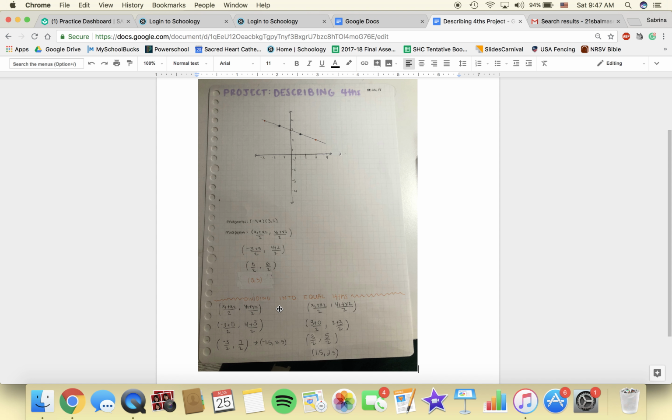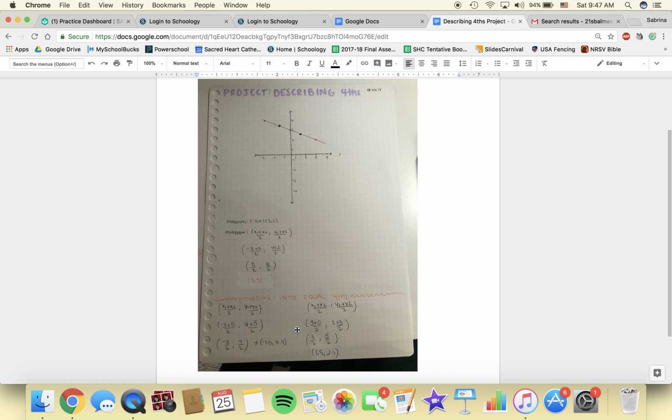After plugging it into the midpoint formula, I got the midpoint for that part of the line segment, which was -1.5 and 3.5. The next thing I did was solve for the positive side of my line segment.